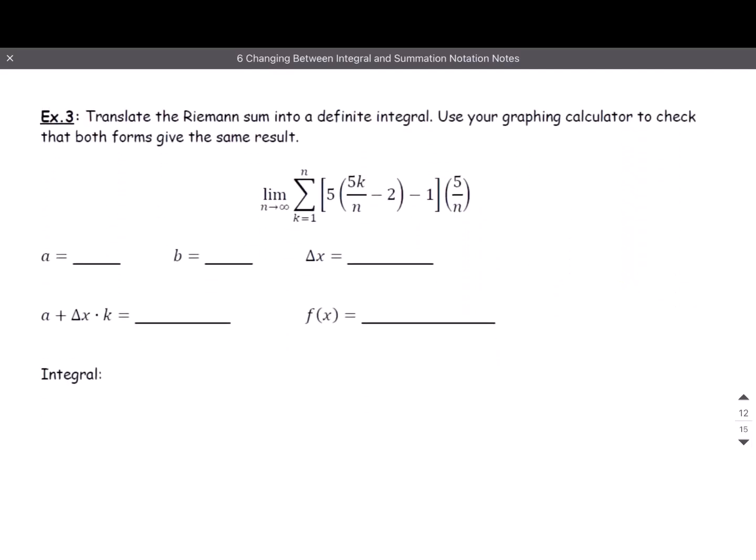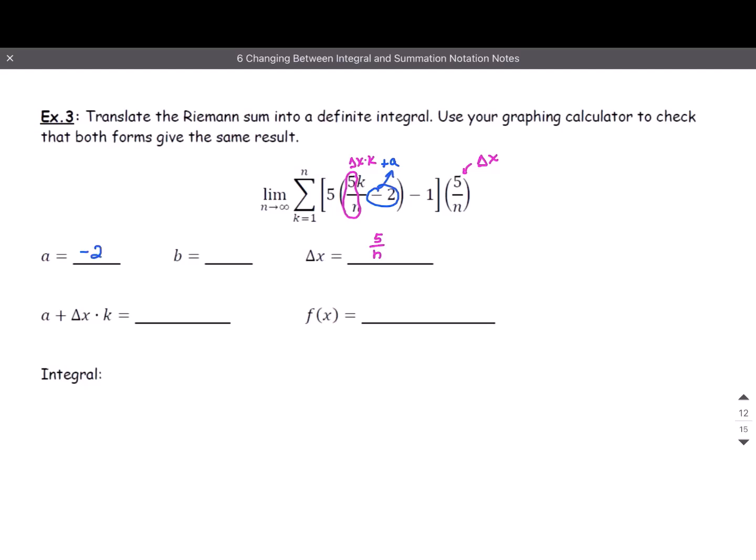Now I've given you the limit and I want you to write the integral for me. Then we'll use our graphing calculator to check that both forms give the same result. Okay, so let's take a look at what we have here. This is going to be my delta x. So my delta x is 5 over n. I'm going to write that in here. Now notice I have 5 over n times k. That's my delta x times k. And they put the plus a at the end. So this minus 2 is my a, negative 2.